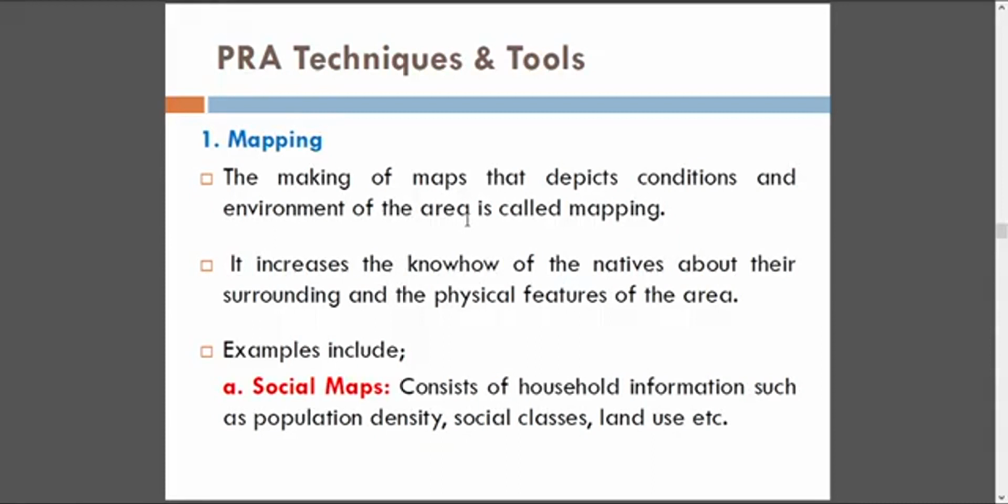We want to get a feel of the environment that we are working in. It increases the know-how of the natives about their surroundings and the physical features of the area. Okay, so the examples we have are: one, social maps, and this consists of household information. So you work with a community and you help them to prepare a map showing population densities, social classes, land use practices. So you mainly need to understand information about the households in the community.